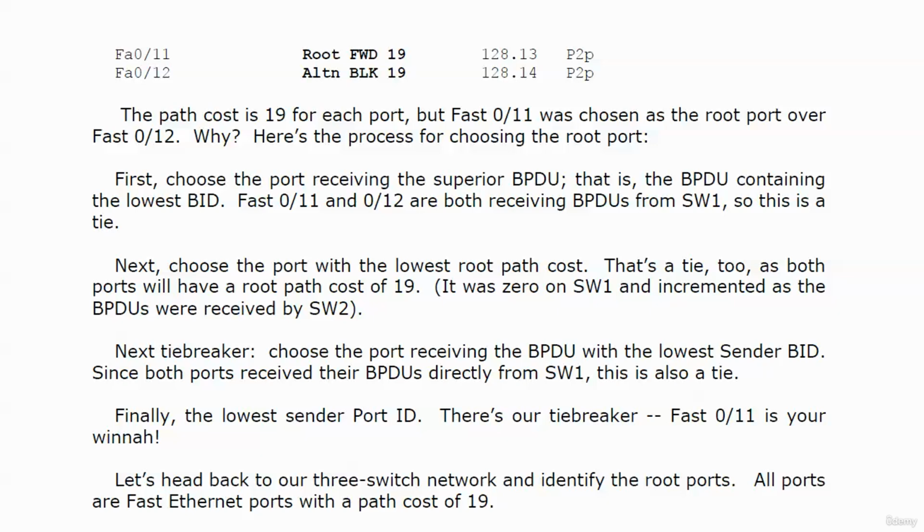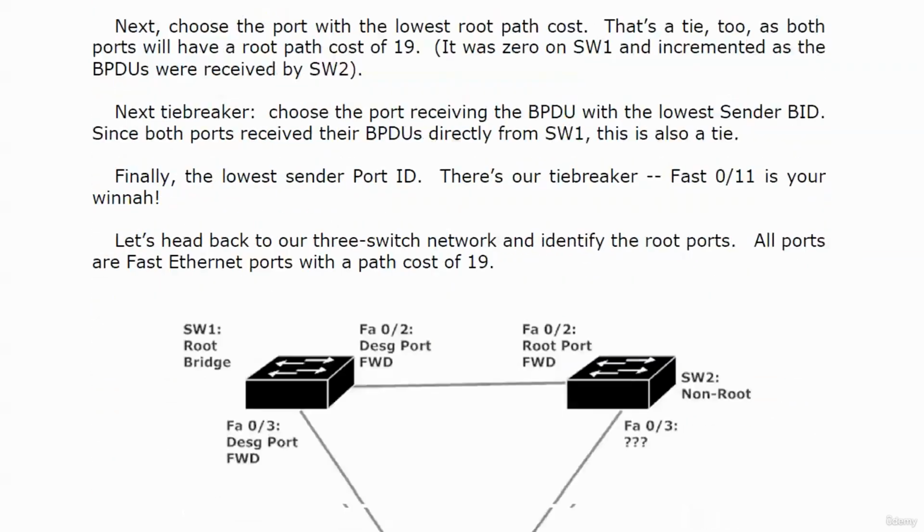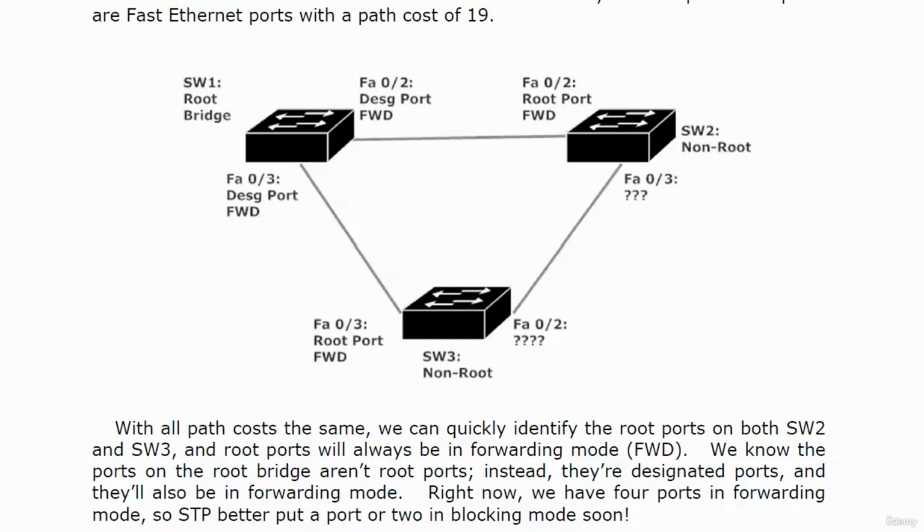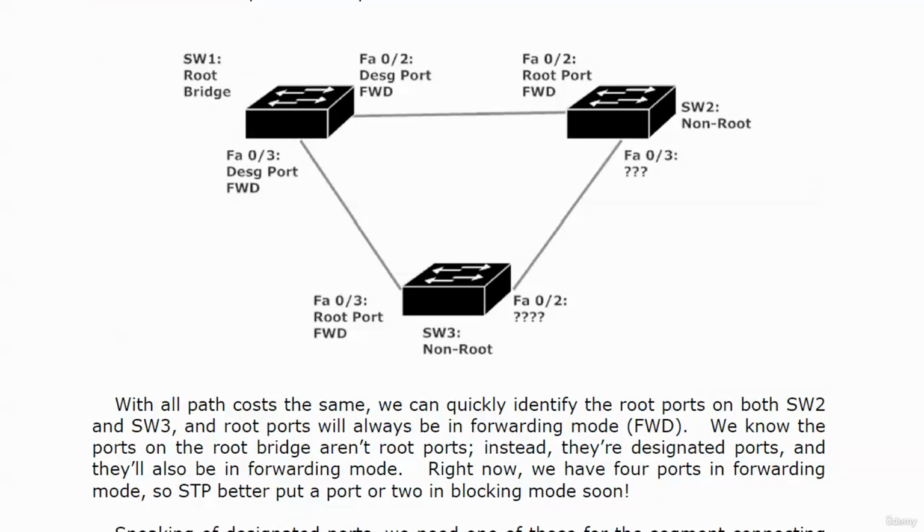Now, what we're going to do is go through a walkthrough here with 3 switches. It's not the config that we saw earlier in this video, though. Be careful about this. All ports are Fast Ethernet ports with a path cost of 19. So switch 1 is connected to switch 2, 2 connected to 3, 3 connected to 1. With all path costs the same, we can eyeball this and say, okay, I know where the root ports are on switch 2 and switch 3.